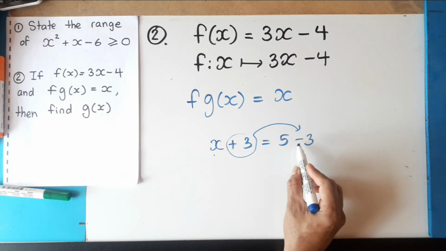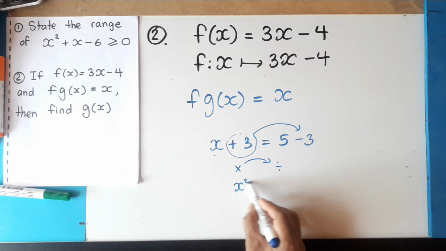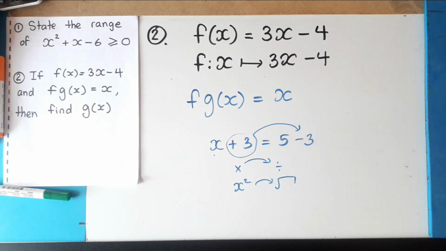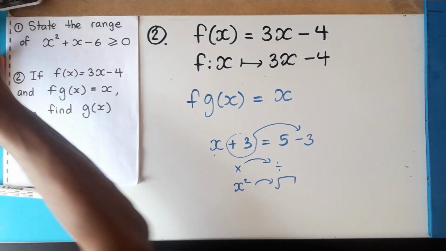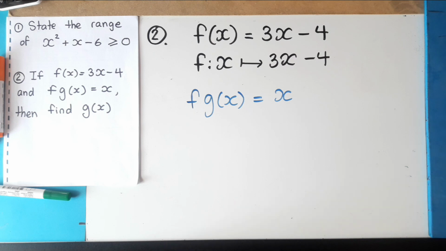So positive becomes negative. Multiply, if you throw it across, becomes divide. Squared, when you throw it across, becomes square root. The moral of the story: it becomes the opposite when you throw it across.